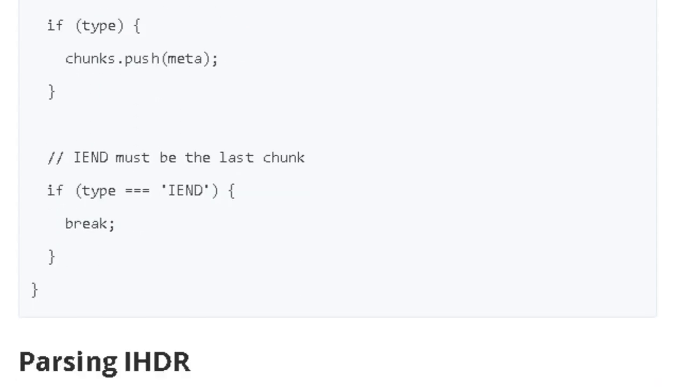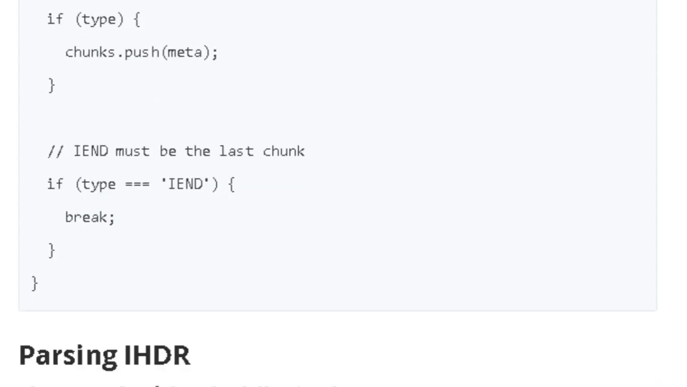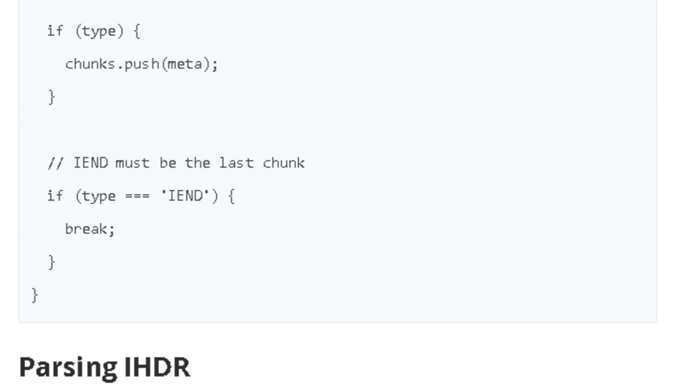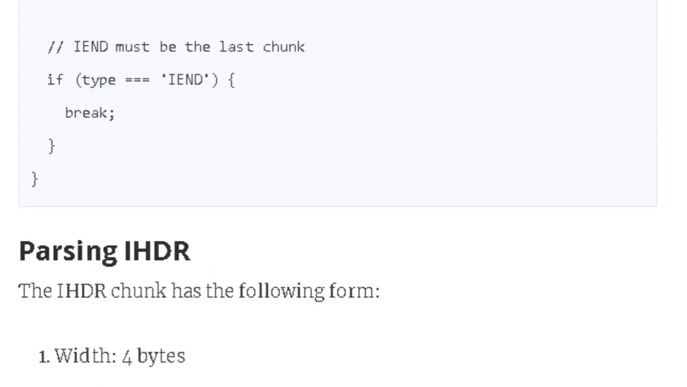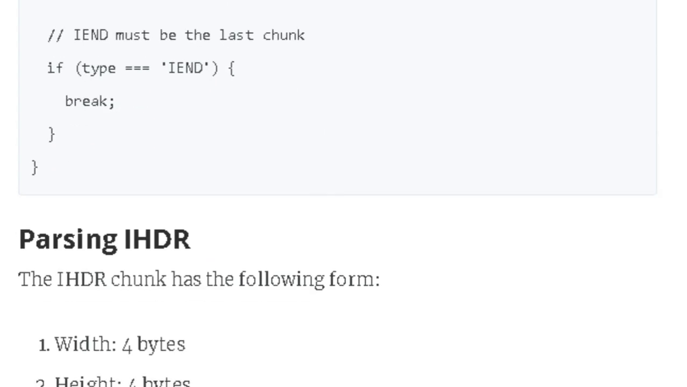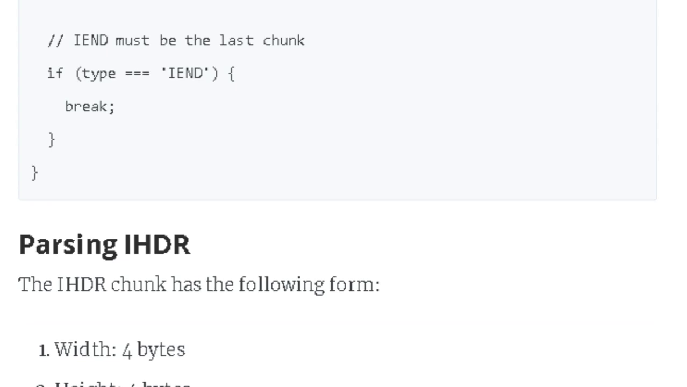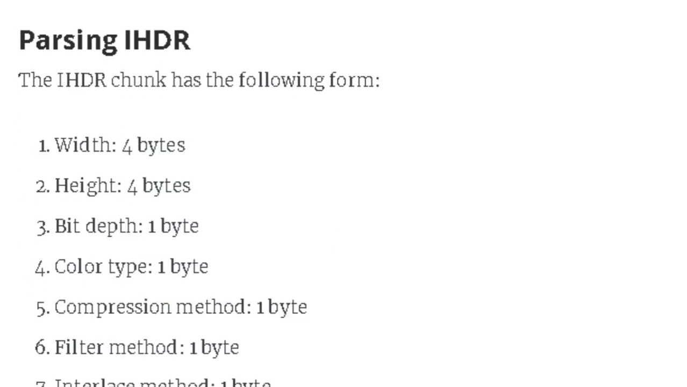If type exists, chunks.push, and then push the metadata. So we're going to push just the metadata into a chunks array. And then IEND must be the last chunk. So if type equals IEND, we're going to break out of that loop. Okay, so let's keep reading.